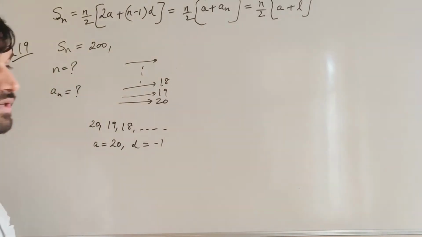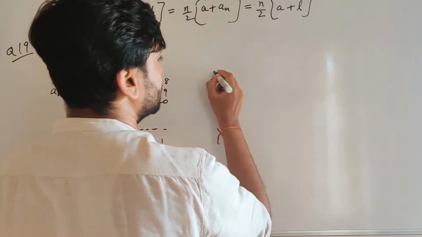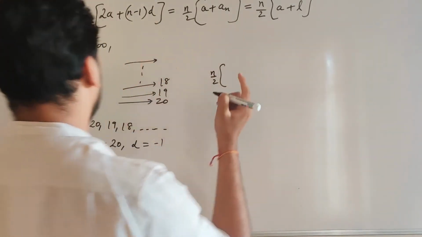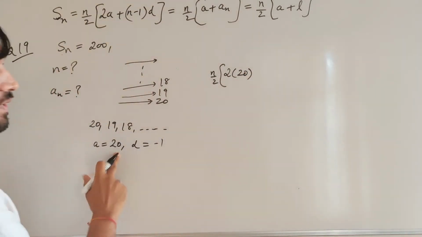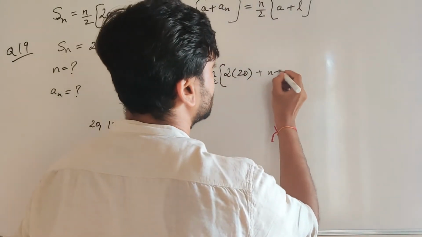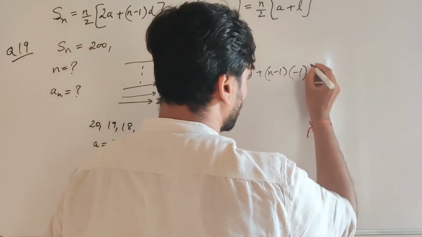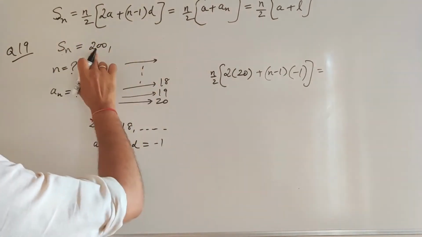Okay. So this is what is given. Sn is equal to 200. So we'll use that condition. For Sn I'll use this formula: n by 2. We don't know the number of rows here. So n by 2, 2a. So 2 into 20, a is 20, plus n minus 1 into the common difference, which is minus 1. So I have used the formula, Sn is equal to 200.